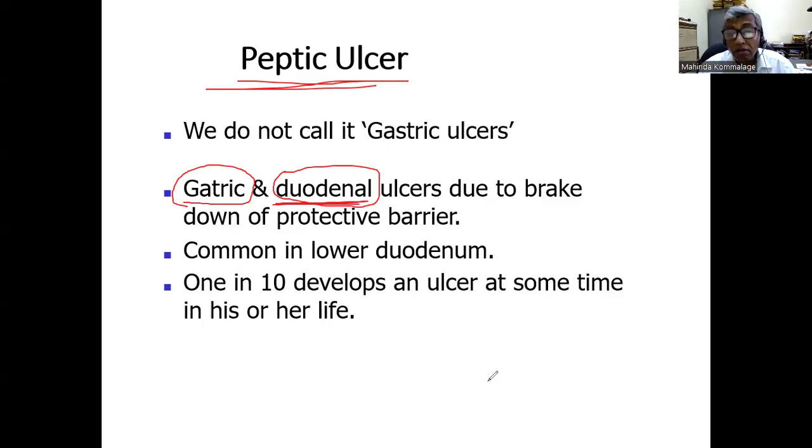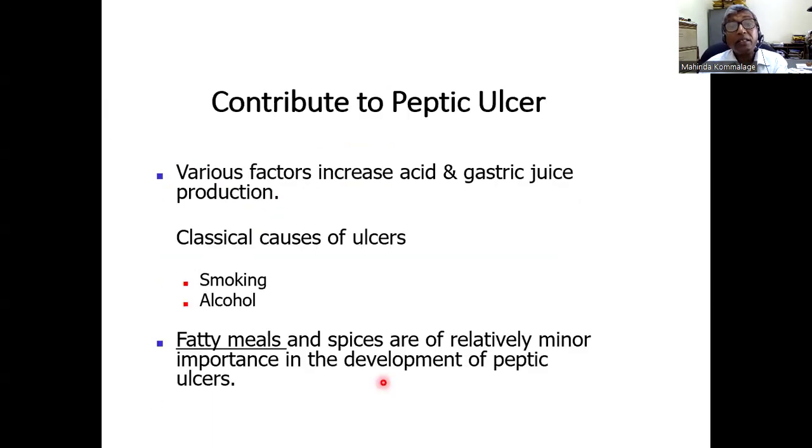Because of acid secretion and impairment of this protective barrier, we will get peptic ulcer. It's very common. I'm sure some of you have, or you had, a peptic ulcer once in your life. So it's a very common disease condition, right? Contributing factors: alcohol, smoking, are very well known contributing factors.